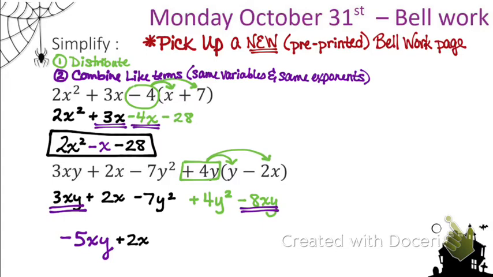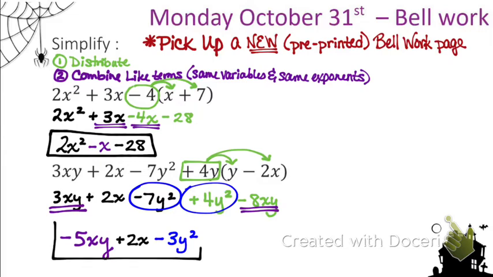Do I have anything else that I could potentially combine together? Negative 7y squared together with plus 4y squared. If I take negative 7y squareds and put them together with 4y squareds, how many y squareds do I have? Negative 3y squared. Can I do any more with that? No. How many terms does my fully simplified answer have? 3 terms.